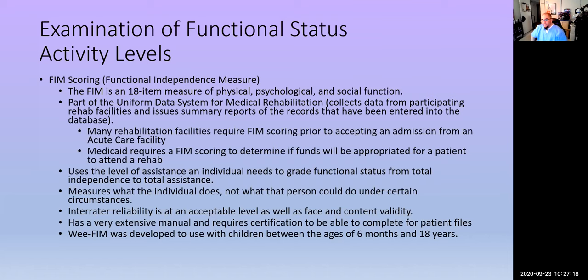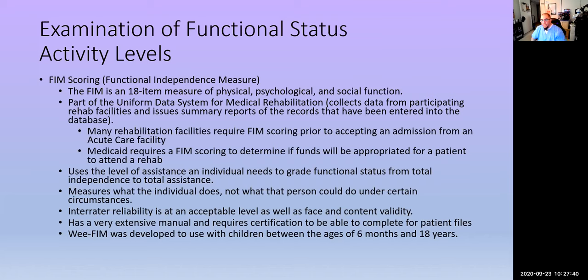It uses a level of assistance that we talked about, mod assist, max assist, all this. It measures what the individual does, not what they could do under certain circumstances. So it's only a snapshot. That FIM is going to tell you how they did today at 9 o'clock. It's not going to tell you about their prior level of function. It's not going to tell you about their future level of function. Just that 9 o'clock test.